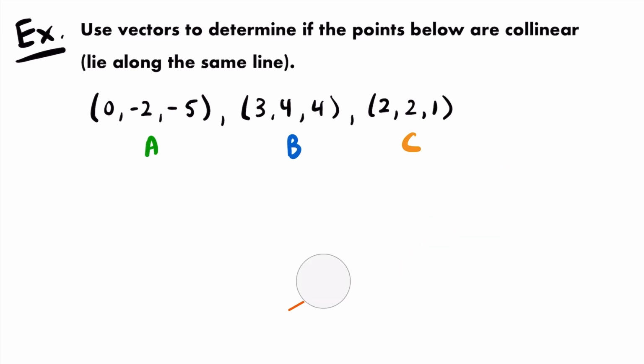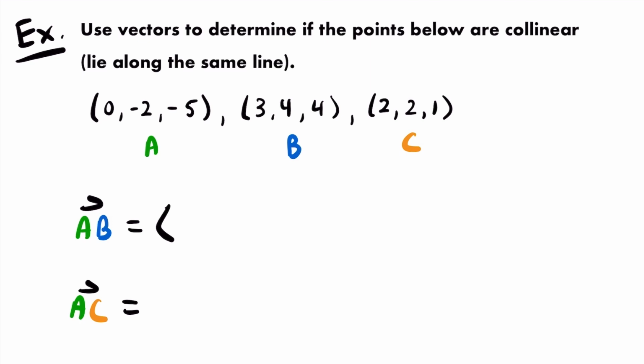Okay, so let's see if that's true for these points. We're going to look at vector AB. We want to figure out what that's equal to, and we want to look at vector AC. We want to determine what that's equal to as well. And if we can show that those 2 vectors are parallel, either by finding a unit vector or showing that they're scalar multiples, then we can conclude that our points are collinear. Okay, but first we actually need to find these vectors.